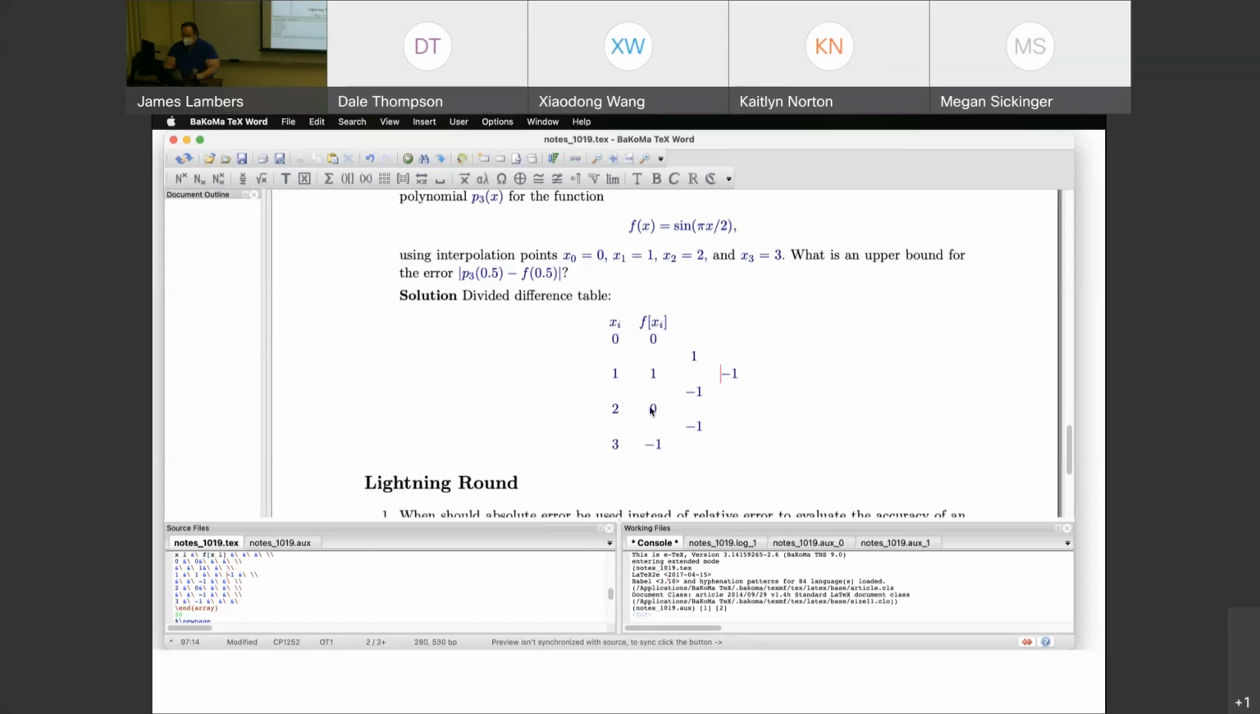Okay. And then here the y values are matching, so that divided difference is going to be 0. And then finally, we have 0 minus -1 divided by the difference of the last and first x values. So we get 1/3 for the final divided difference.